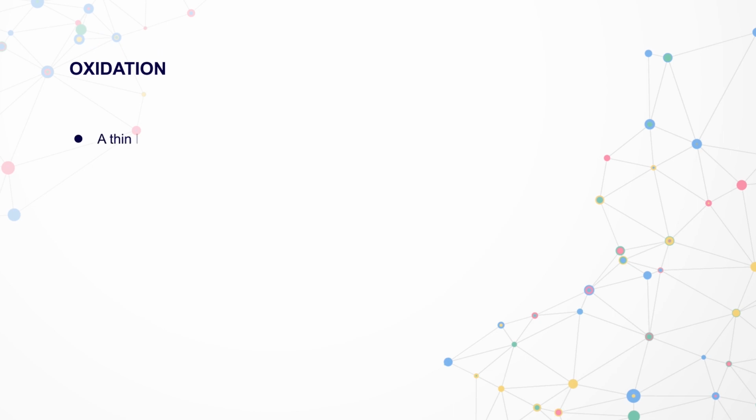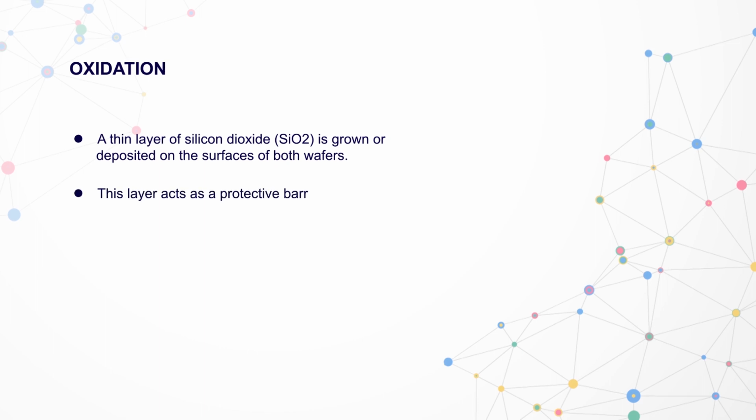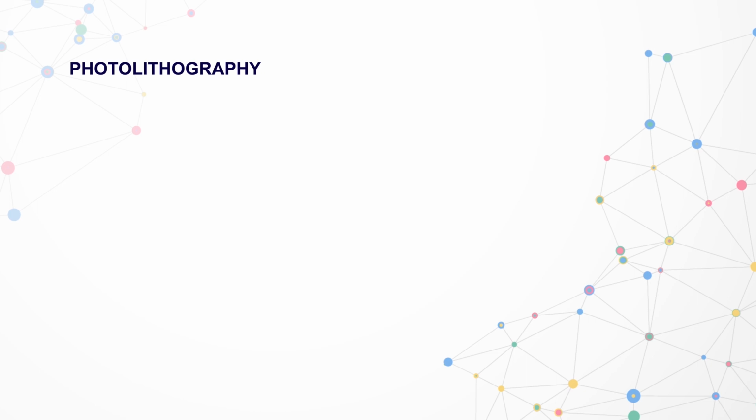A thin layer of silicon dioxide, that is SiO2, is grown or deposited on the surface of both wafers. So, if we have selected silicon as the material, then in the oxidation process silicon dioxide is deposited on the surface of both wafers. This layer acts as a protective barrier during subsequent processes. Now, the next process is photolithography.